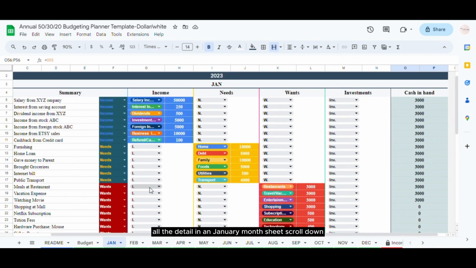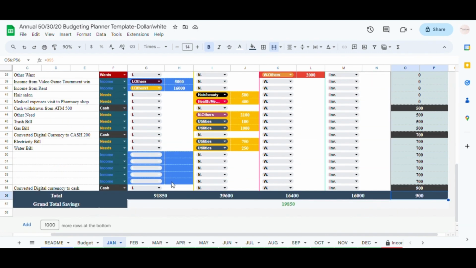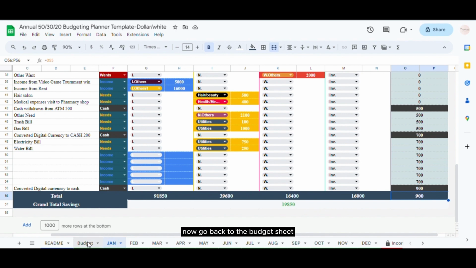After adding all the data in the January month sheet, scroll down. Now observe the total income, total need, total want, total investment, and cash in hand remaining at the end of the month. Now go back to the budget sheet.